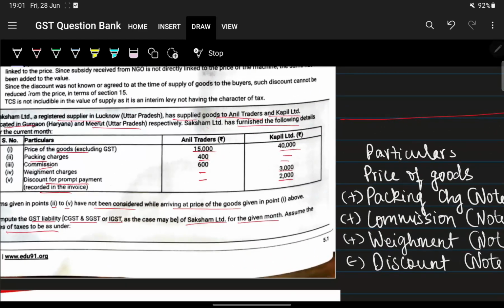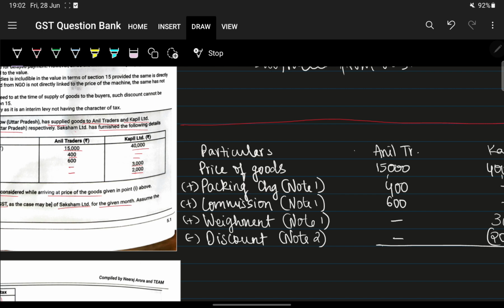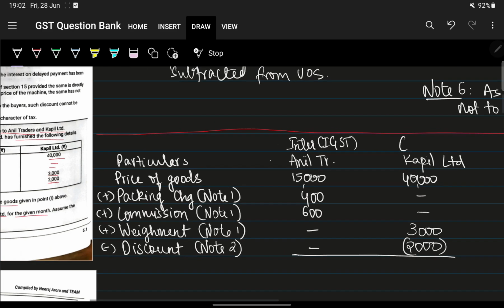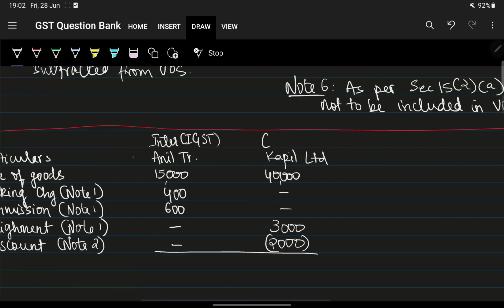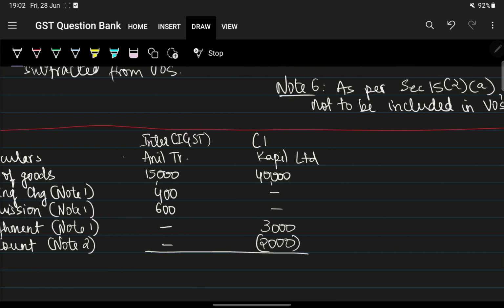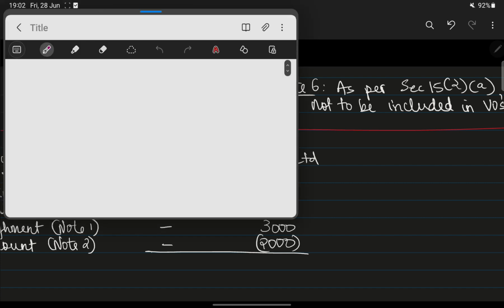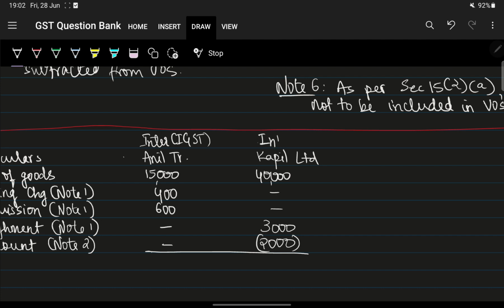Now here, Uttar Pradesh to Haryana, meaning with Anil Traders it is interstate, so IGST will come. With Kapil Limited, it is within the same state, within Uttar Pradesh only, so it will be intrastate, and here CGST and SGST will come.